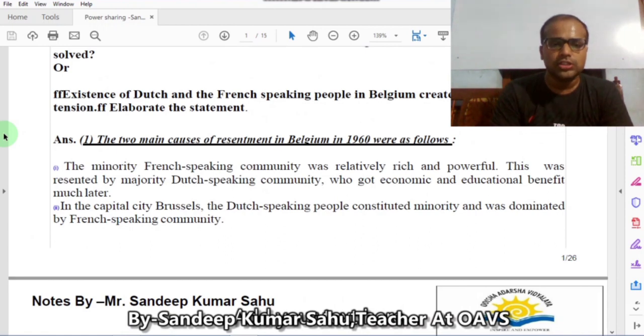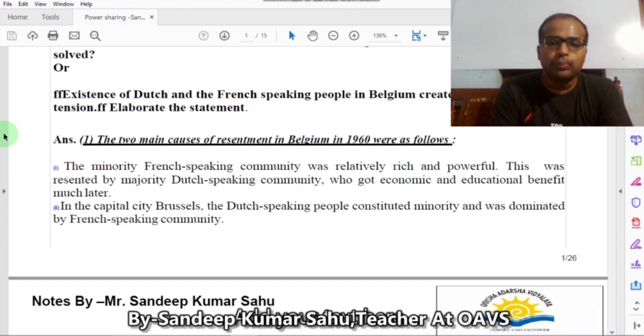The two main causes of resentment in Belgium in 1960 were the following. The first cause is the French speaking community was relatively rich and powerful. This was resented by the majority Dutch speaking community, because the Dutch speaking people got the economic and educational benefits much later.